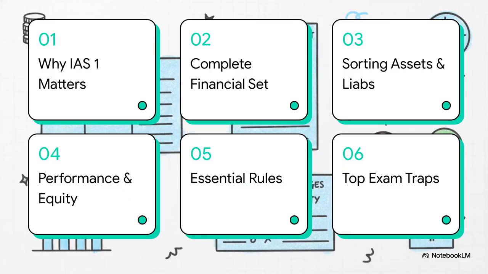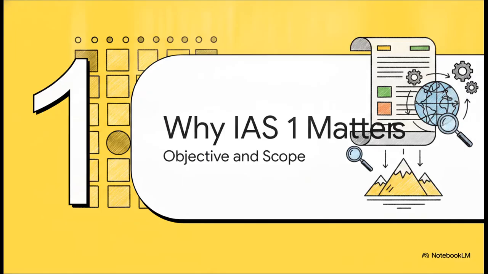Here is our roadmap for today. We will cover why IAS 1 matters, the complete financial set, how to sort assets and liabilities, performance, equity, and notes, the essential rules, including materiality, and finally, the top exam traps. Let's start with Section 1, understanding the core objective and why IAS 1 matters so much.